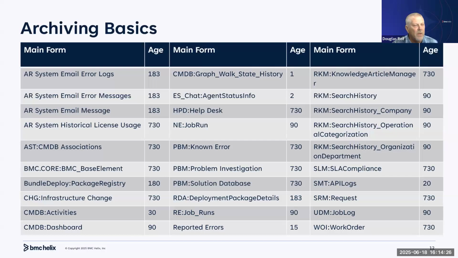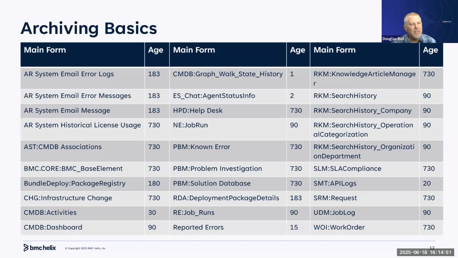This is just an example of most of the policies. This is not all of them. This is just an idea of what the policies are, like email engine error logs, email error messages. You'll see HPD Help Desk. You'll see SRM request, and you'll see the ages that we specified for those. So there's a lot of different ages depending on what that form stores. And you'll notice that out of all of them, the max is 730 days, which is 2 years.